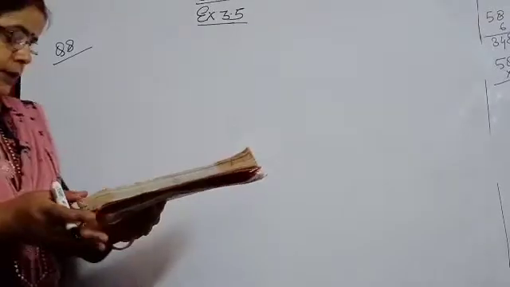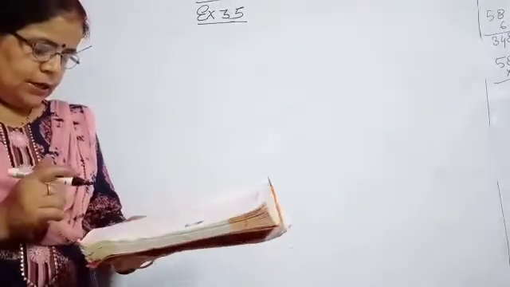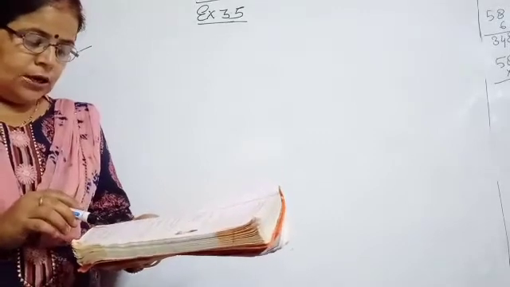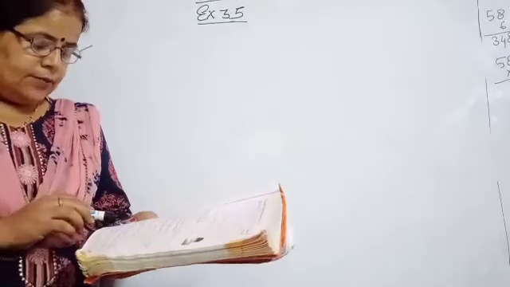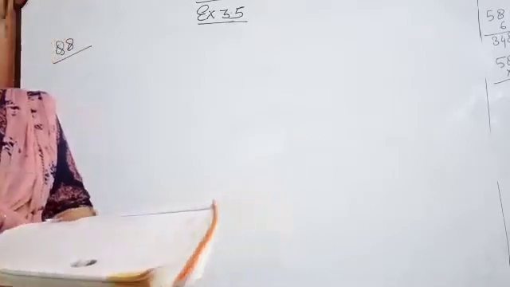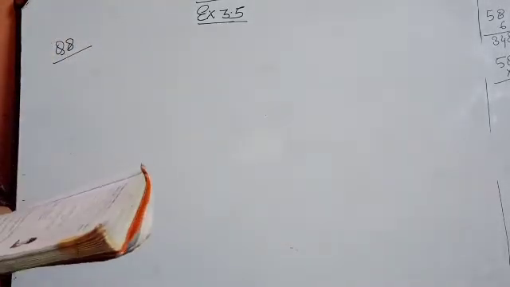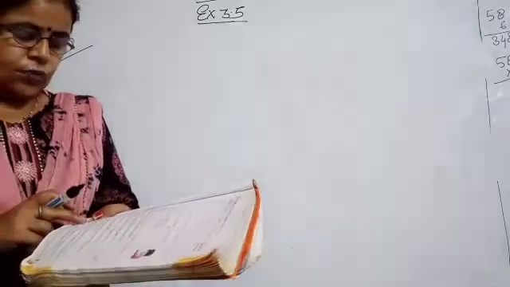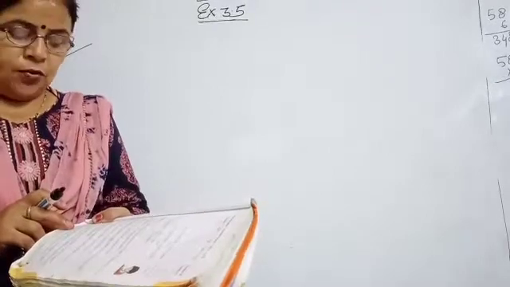Now beta, last question, that is question number 8. Exercise 3.5. Find the smallest number which added to 11 is exactly divisible by 16, 24, 32 and 36. Okay, what you will do in this question, as the instruction is also given, you will find the LCM of 16, 24, 32 and 36.